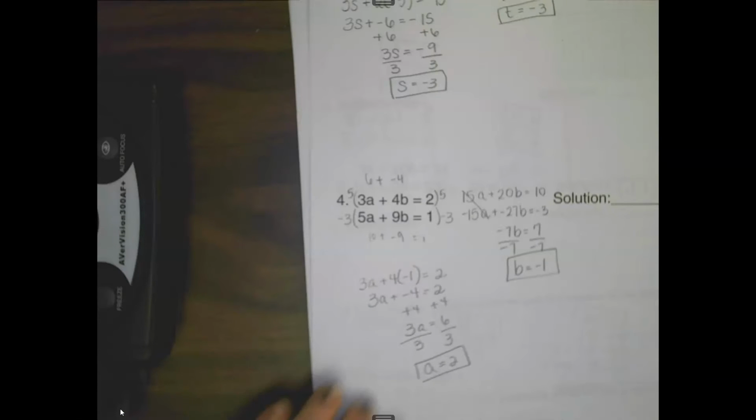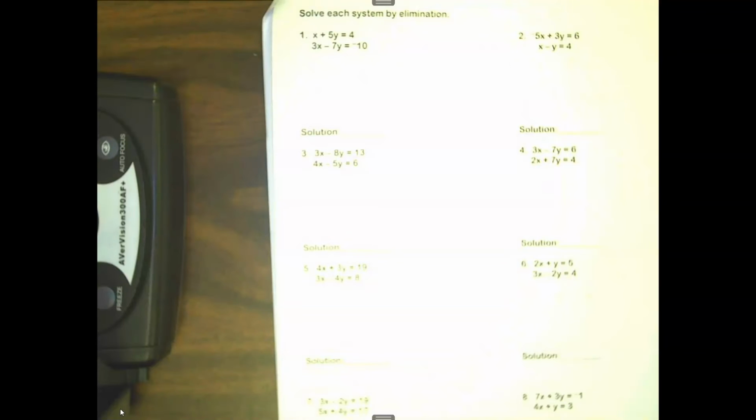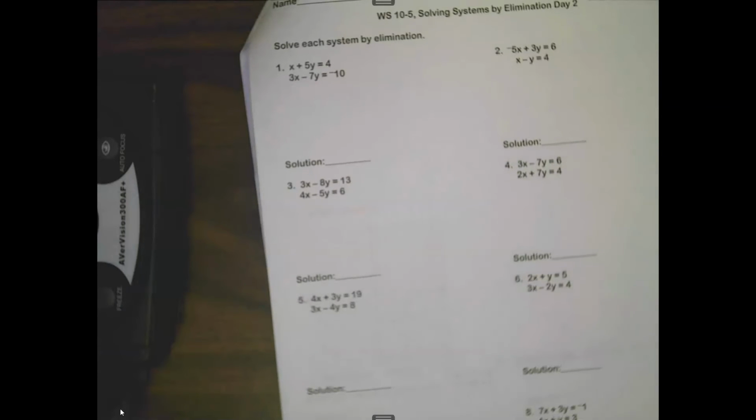All right, tonight's homework is to do, my goodness, my copies are all kind of out of whack. Sorry. To go ahead and do the systems of equations elimination. Okay, it is front and back.